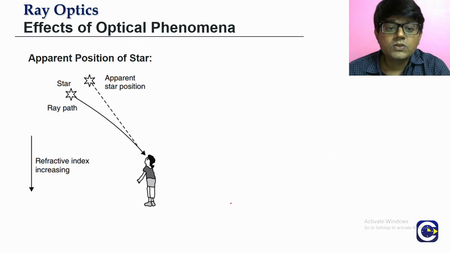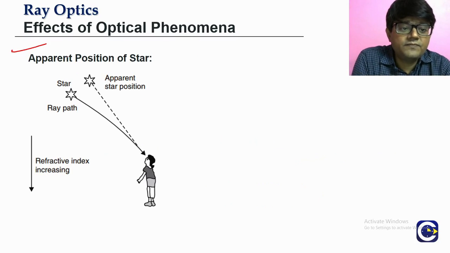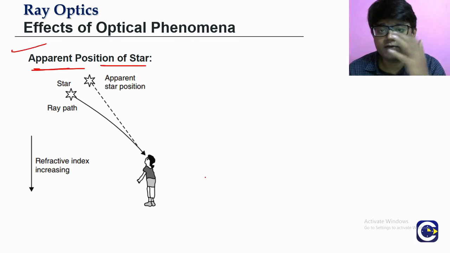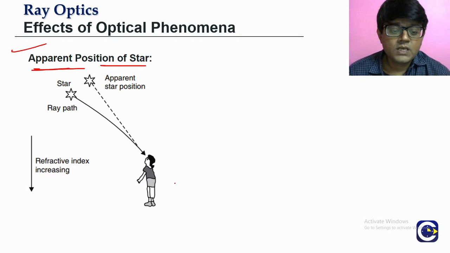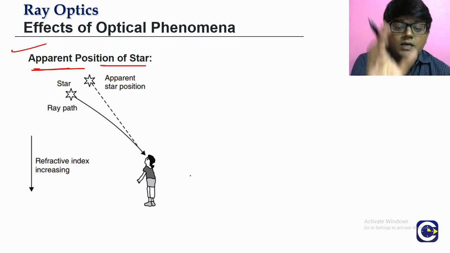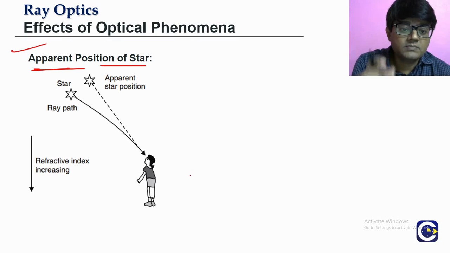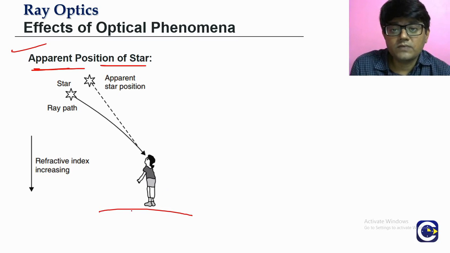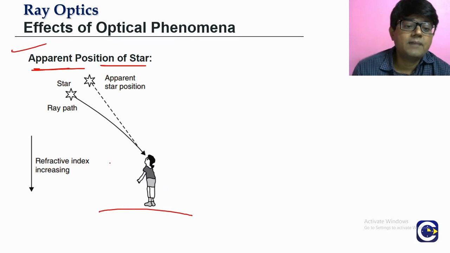Okay, so we'll start with the first one, which is when we look at the position of a star in the sky, the real position is something that we would not be able to observe. The apparent position of the star is something that we will be able to observe when we are viewing it from the surface of the earth. So why does it happen?